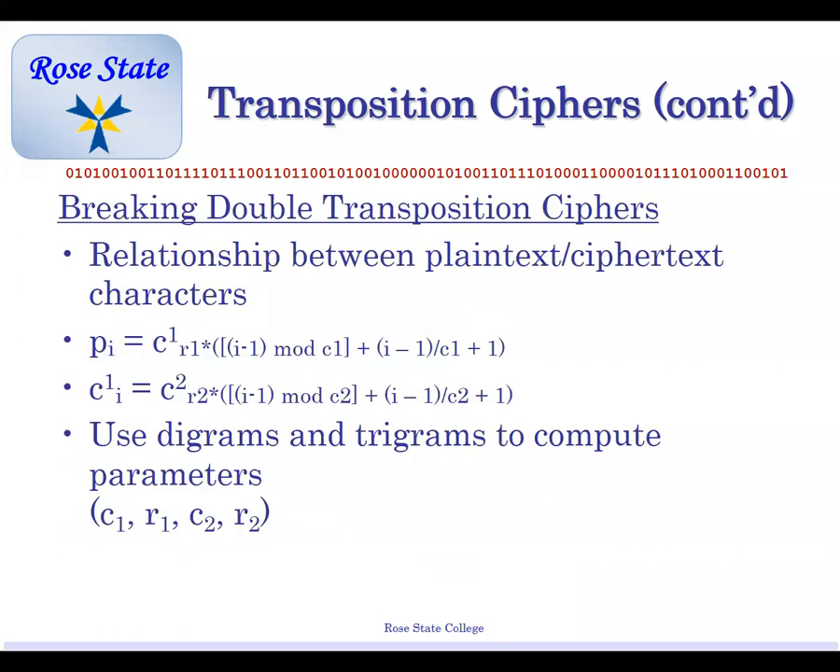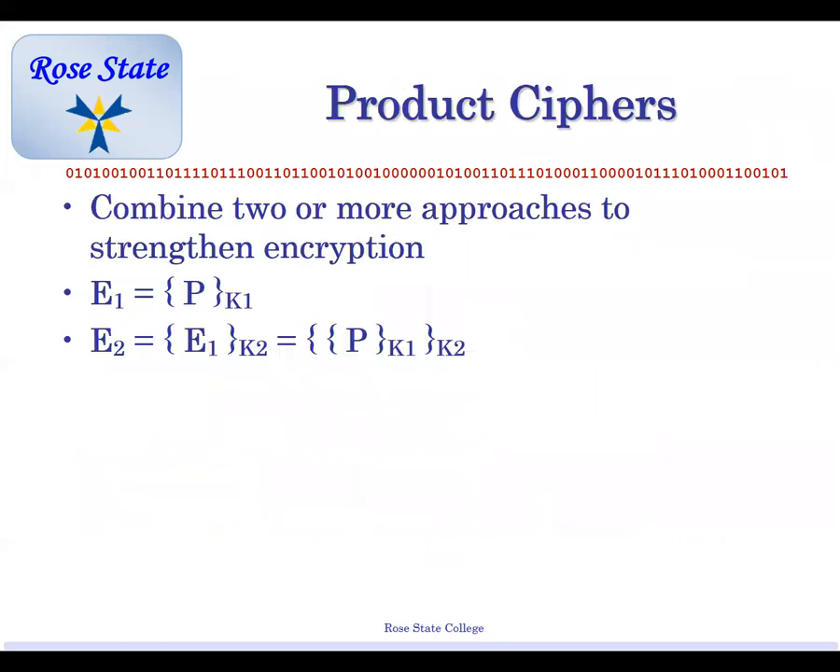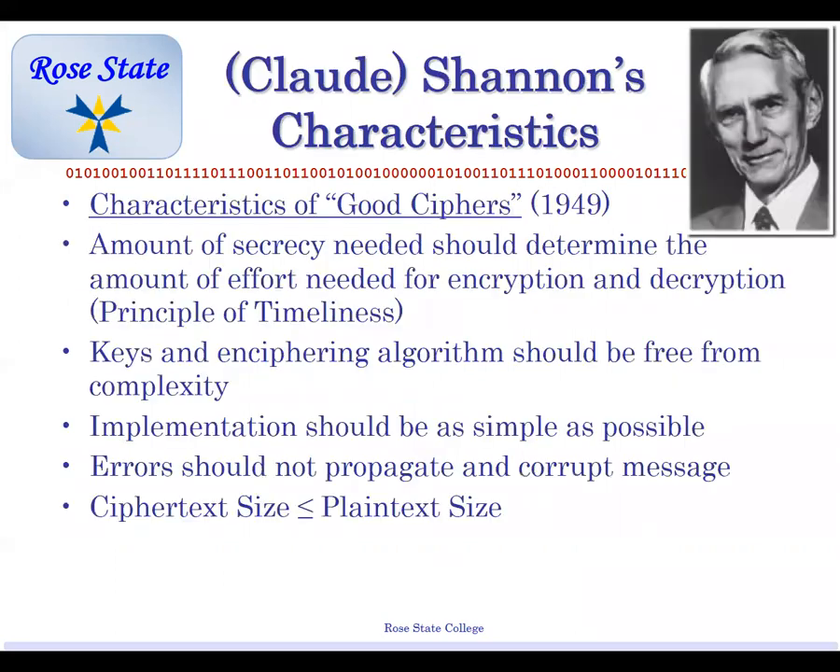Okay, how can we break them? There's a relationship between the plaintext and ciphertext. I'm not going to require you to know that. Okay? All right. How about if we combine 2 or more approaches? So maybe we encrypt our plaintext with a key, then take that and encrypt it with a different key. Two locks on the door, kind of thing. Okay? Easy enough there.